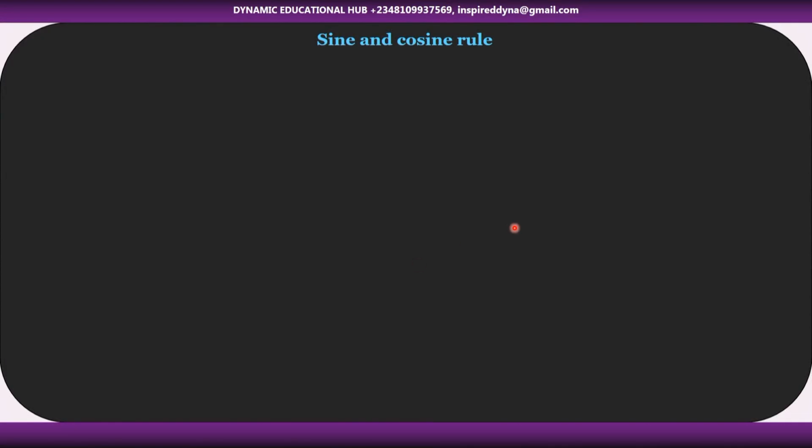In my previous video, I explained how we can convert angles from one quadrant to the other quadrant, and how we can find the other angles that are equivalent to the sine and cosine of some angles. Now in this video, we are going to learn the sine and cosine rule. After learning the sine and cosine rule, we start solving a lot of questions.